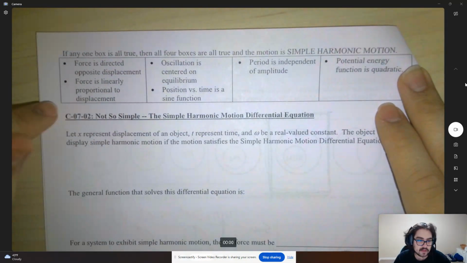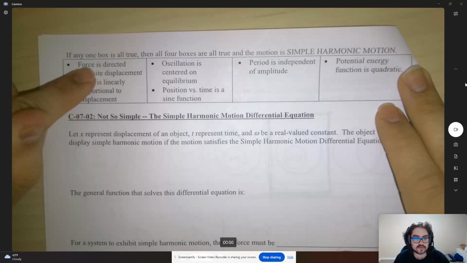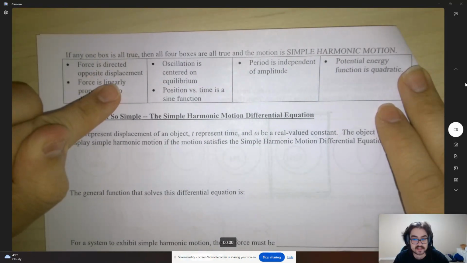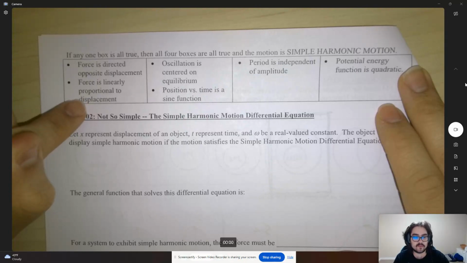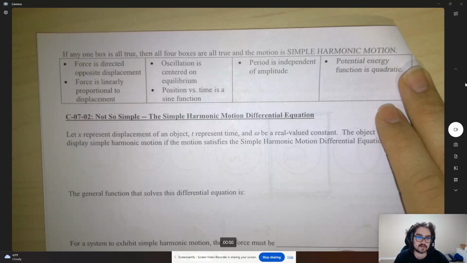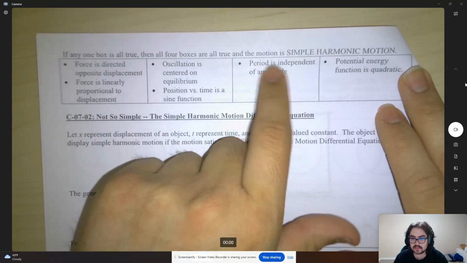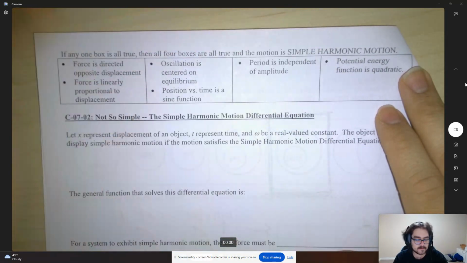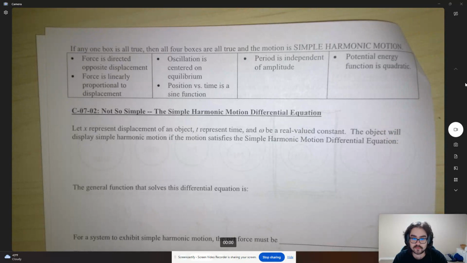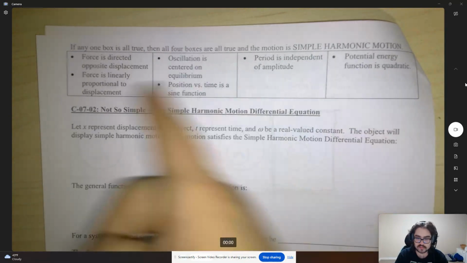For example, if you can confirm that force is directed opposite displacement, that's great, but you also have to confirm that force is linearly proportional to displacement. And if you go to the third box or the fourth box, these only have one condition in them. So if you prove that one condition, then you prove all these other conditions too.